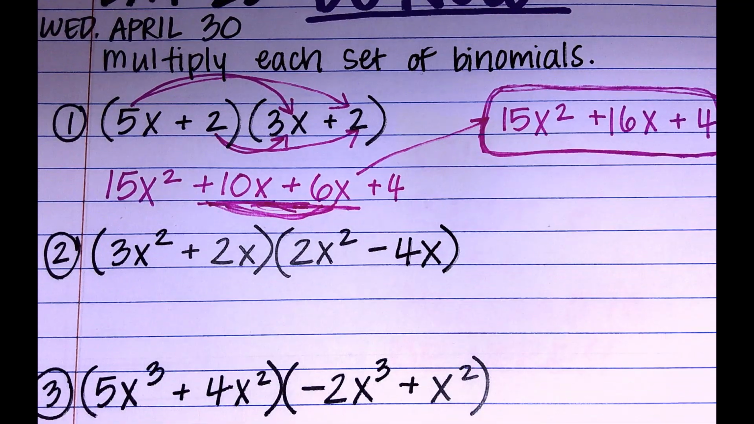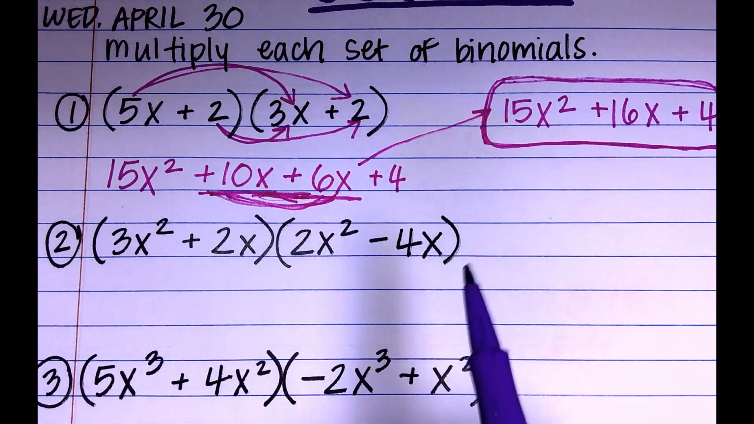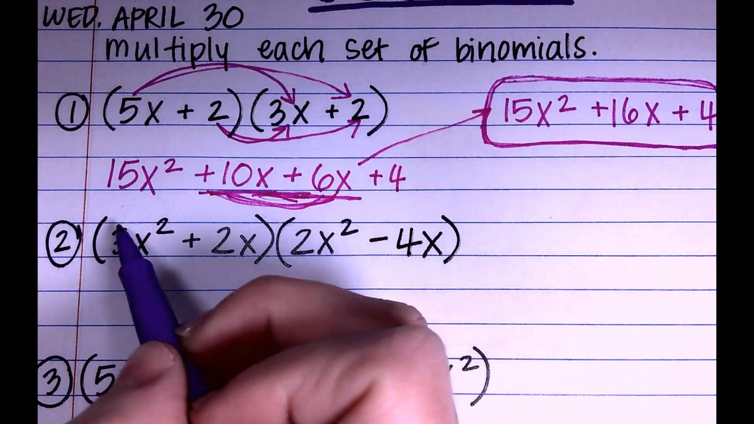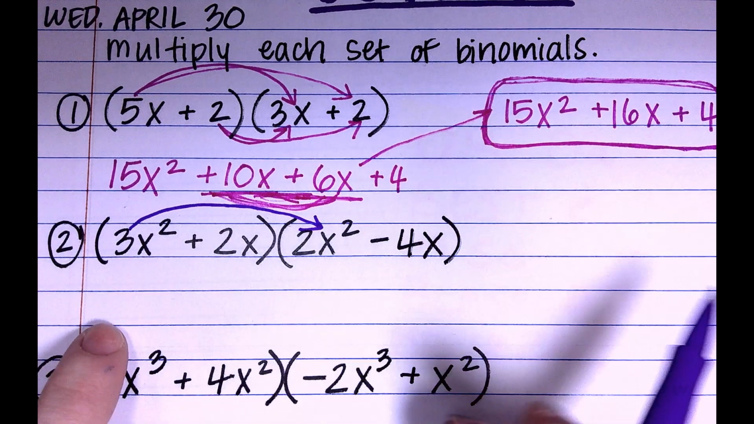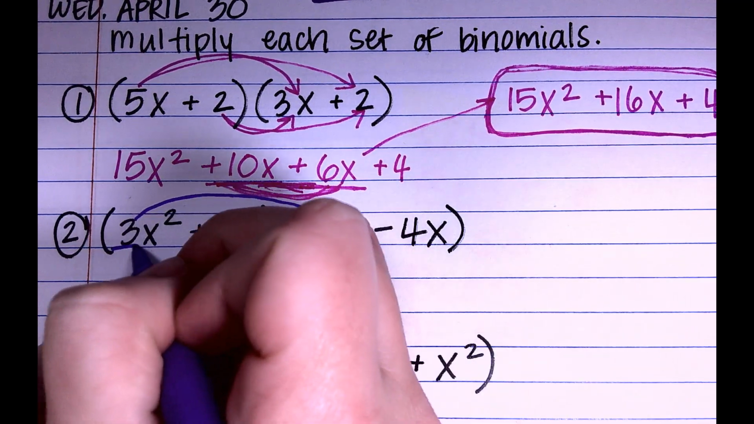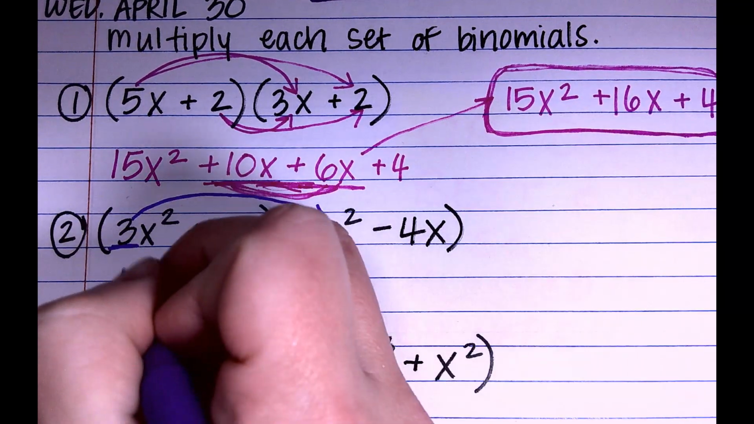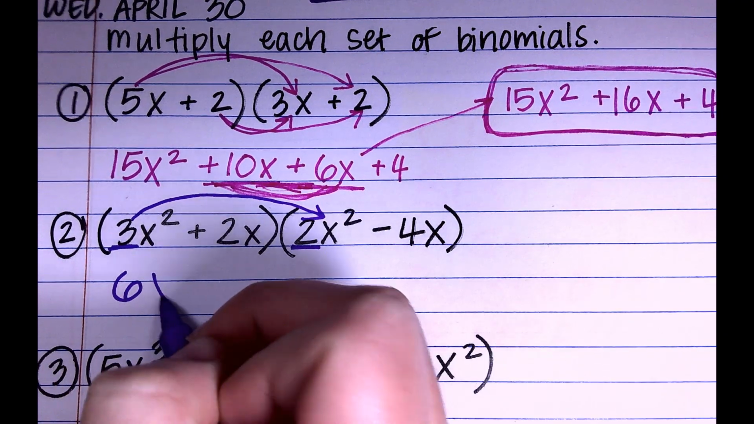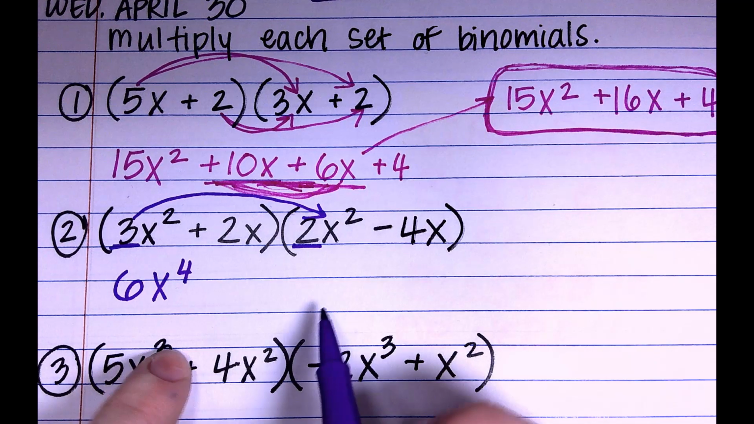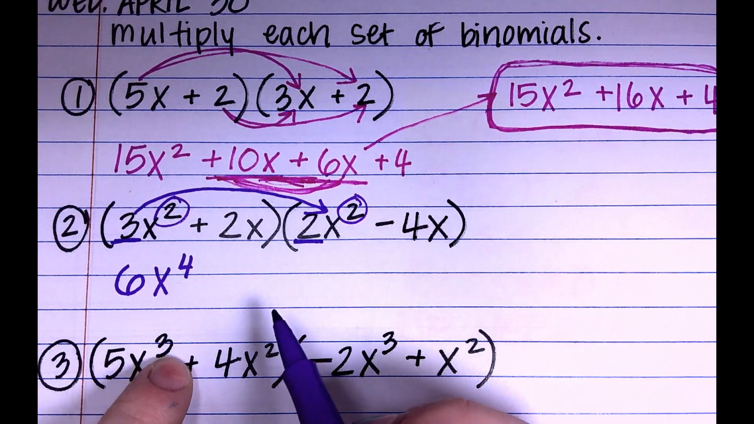Okay, so let's look at number 2. Now I've got something trickier. What are my first terms that I should multiply? 3x squared and 2x squared. So now we have more exponents to worry about. Let's look at our coefficients first, just the number values. 3 times 2, 6. And then our x's, yes, x squared times x squared gives us x to the 4th power. When we multiply exponents, we just add. 2 plus 2 is 4. Okay, so that's our first terms.